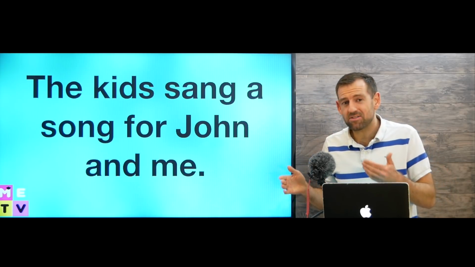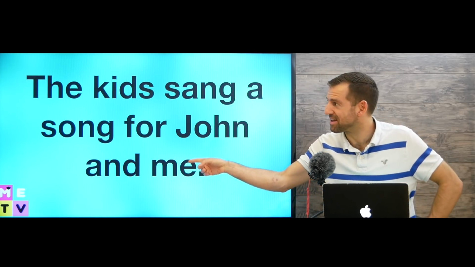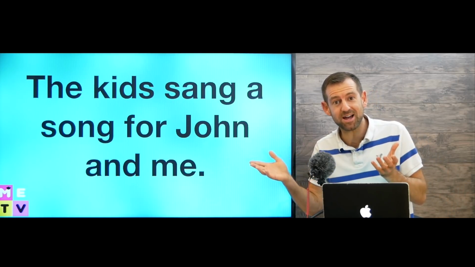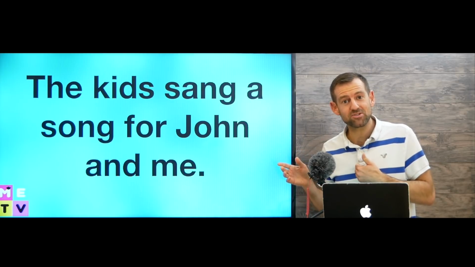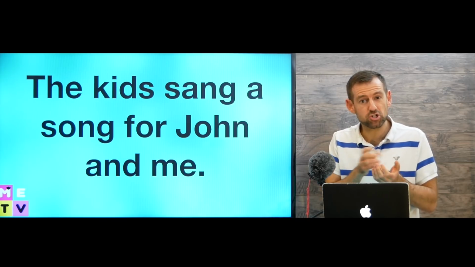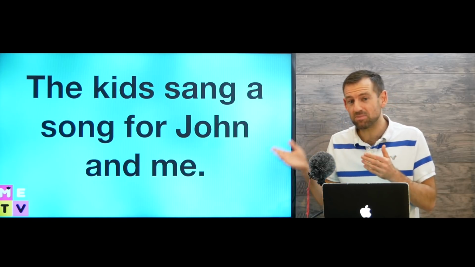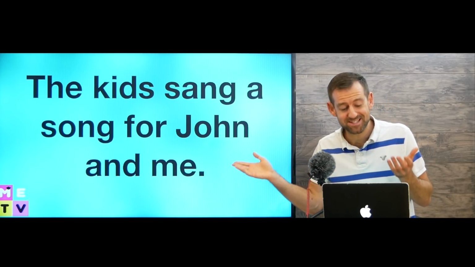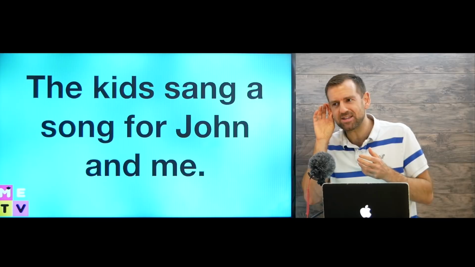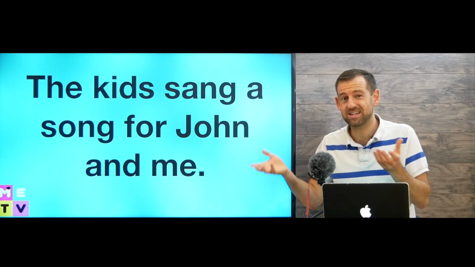But a lot of native English speakers would make the mistake and say John and I. Okay, the kids sang a song for John and I. I hear that all the time. Okay, so native English speakers make two mistakes, right? Sometimes they use the word me when it should be I, and sometimes they use the word I when it should be me. So that's why it can be really, really confusing if you are learning English and you're listening to native English speakers and they are inconsistent.